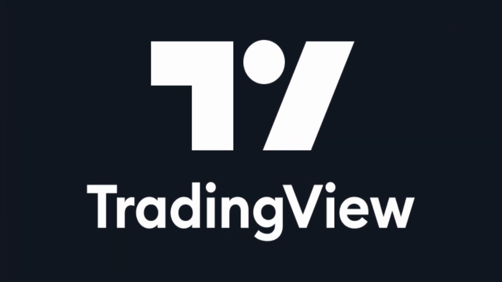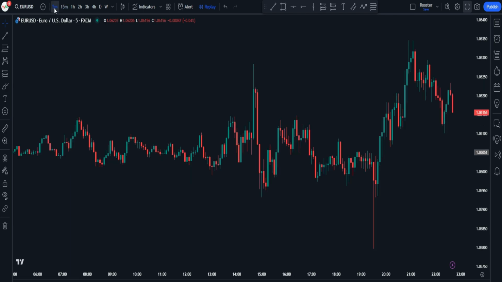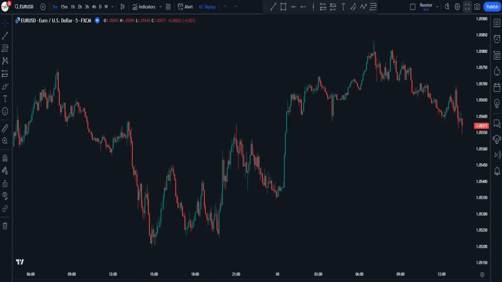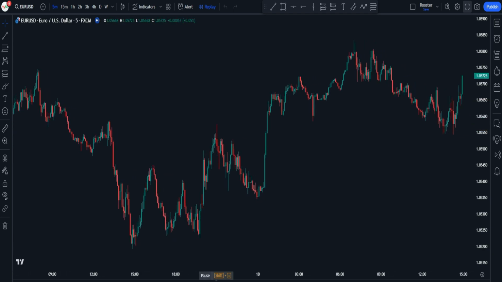First of all, open TradingView and then select the EUR/USD currency pair. Now I'll set my time to a 5-minute time frame for the strategy, but keep in mind that you can use this method on all time frames and this strategy can be profitable on all of them. Now it's time to add indicators to our chart. In total, 3 free indicators are going to be used in this strategy.